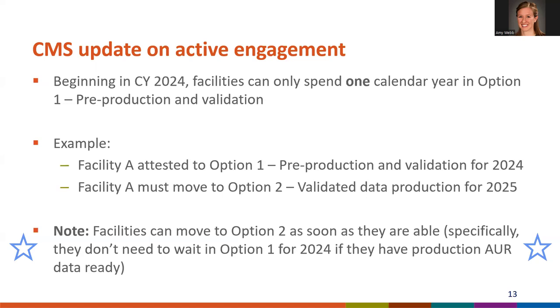And an update from CMS on the active engagement definition. Starting this calendar year, facilities can only spend 1 year in option one. As an example, if facility A attested to option one, pre-production and validation, for 2024, then facility A must move to option two, validated data production, for 2025. However, facilities can move to option two as soon as you're ready. So you don't need to do option one in 2024 if you already have your AUR data production ready. You can skip option one and just go right to option two.